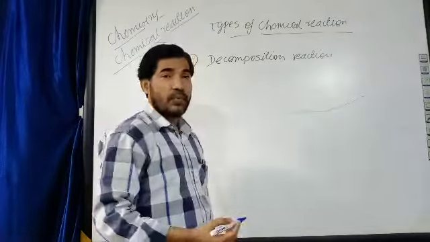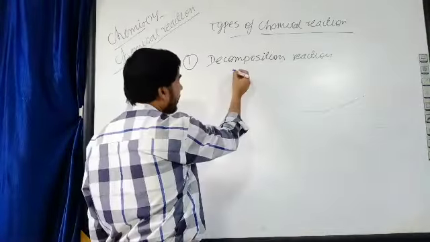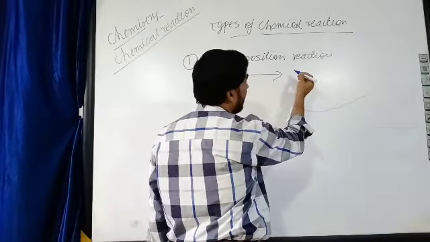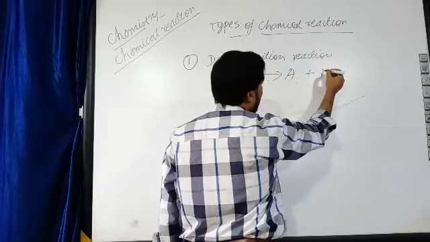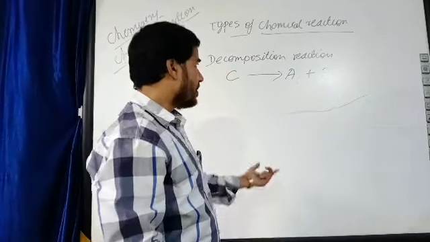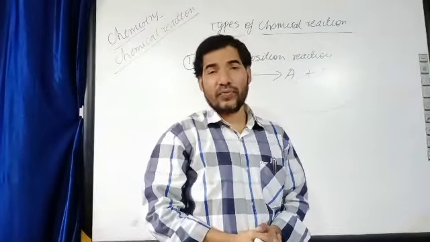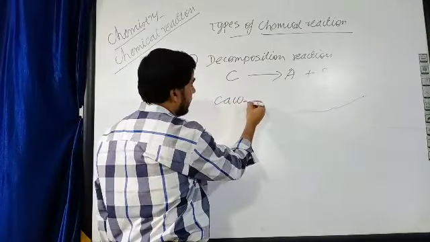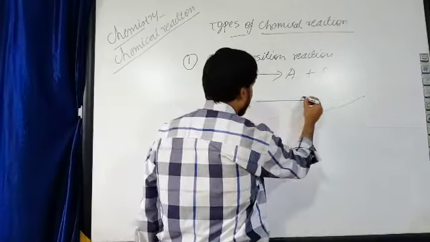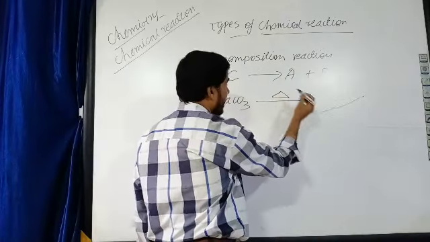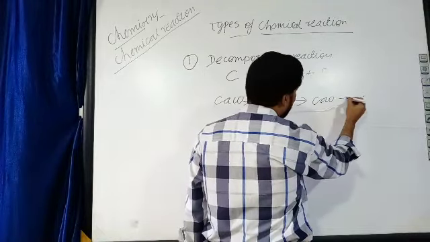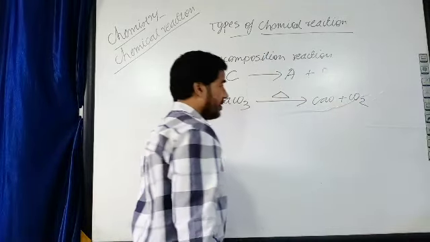What is the format of decomposition reaction? Suppose C is a substance, and when it breaks, it gives two new substances A and B. To understand this, we will take a number of examples. For example, CaCO3, calcium carbonate, when it is heated, breaks into calcium oxide and carbon dioxide.